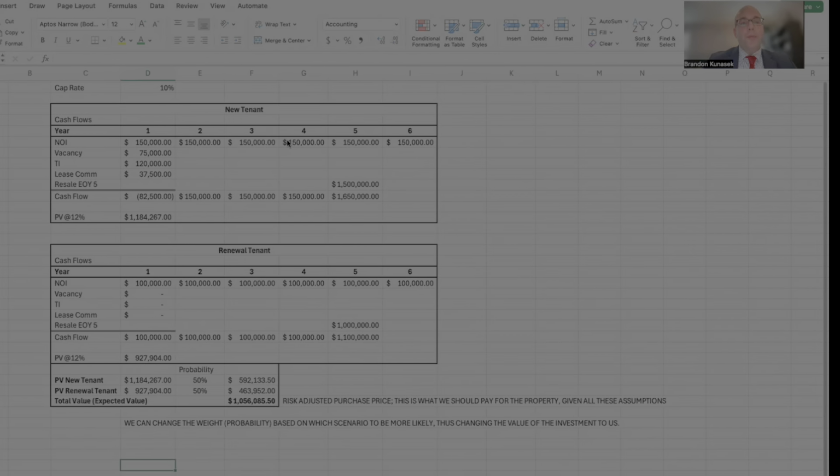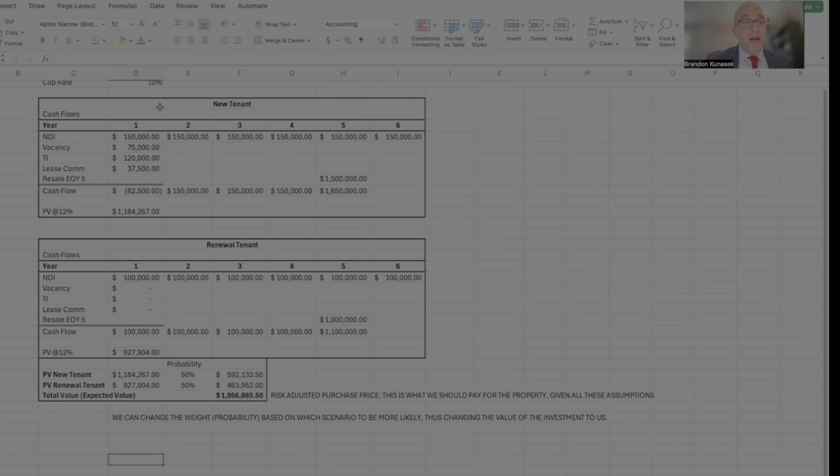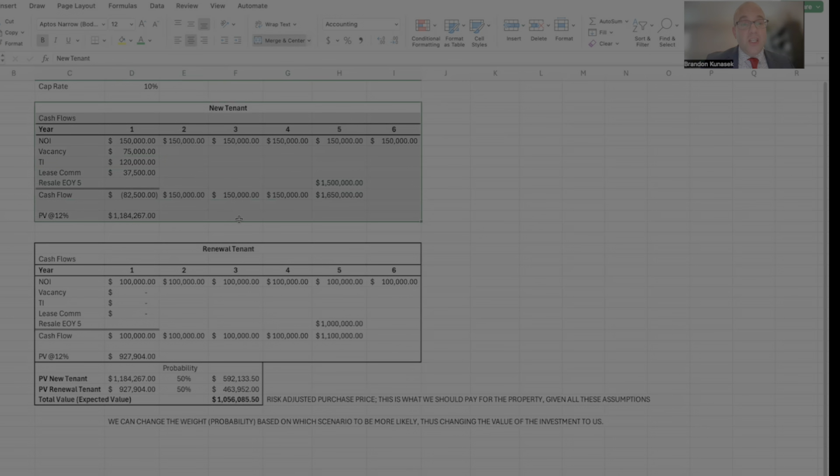I've played out both scenarios for us. This is your first one with a new tenant. As you can see here, it says new tenant. These are your cash flows, years 1, 2, 3, 4, 5, and 6. This is net operating income, so this is the cash flow that's coming in on the building. This is essentially a 10,000 square foot building times $15 per square foot. Our vacancy is going to be for 6 months out of that first year. We're going to estimate that's going to be half of the net operating income.